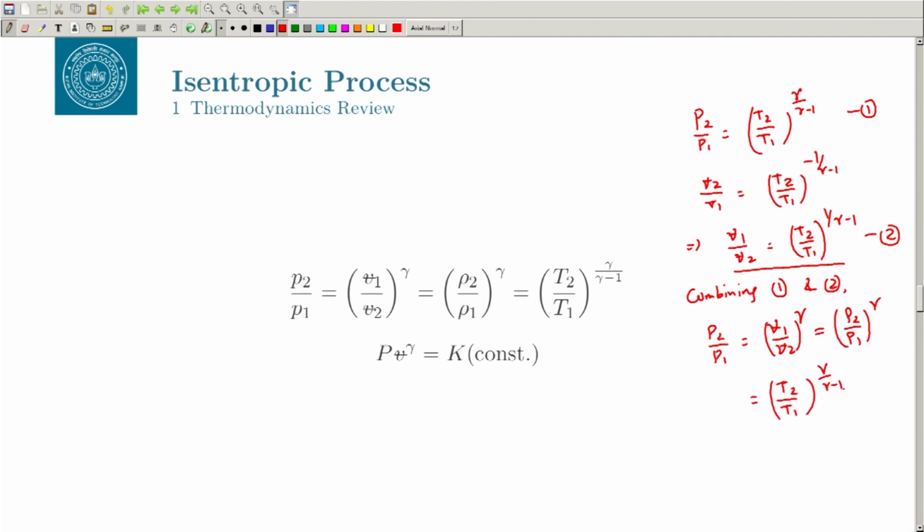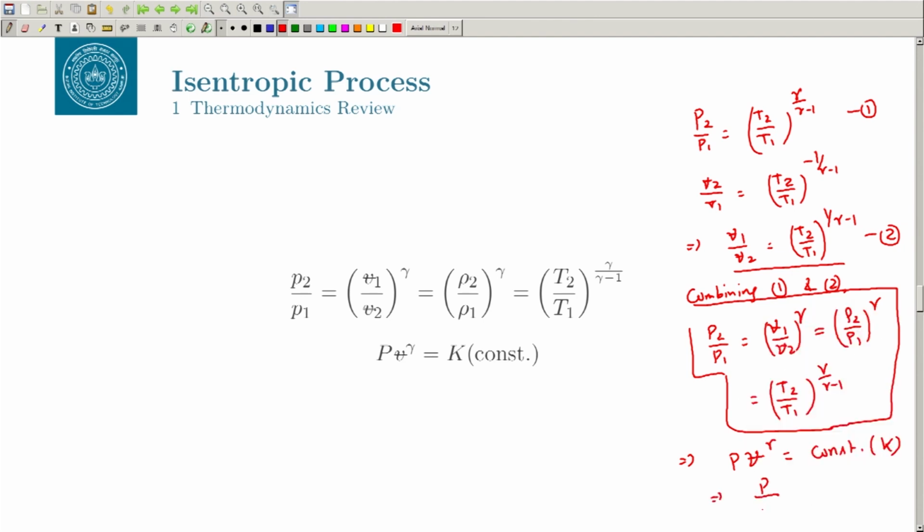So, this is a very useful relation. And the way to remember it, you can recall it, but a very simple thing that you have remembered maybe in your school days or college days is that P V to the power gamma is equal to constant. It can be written as K, or P by rho to the power gamma is equal to constant, for an isentropic process.